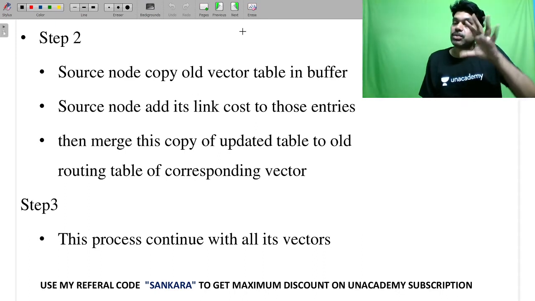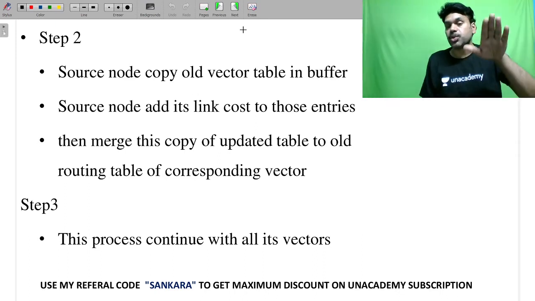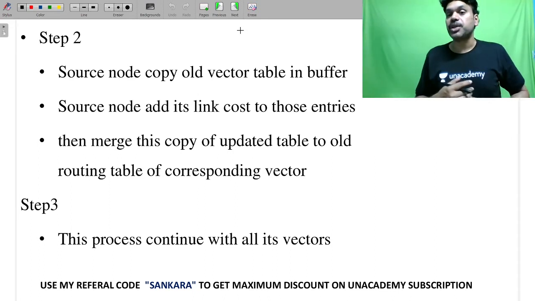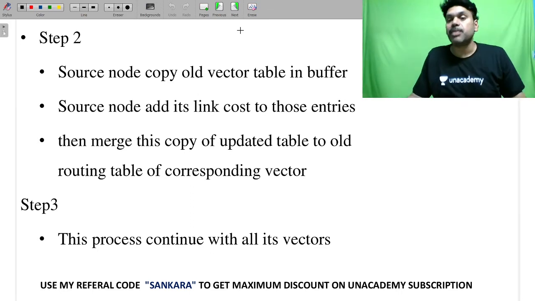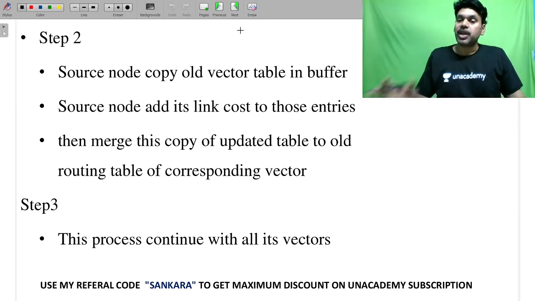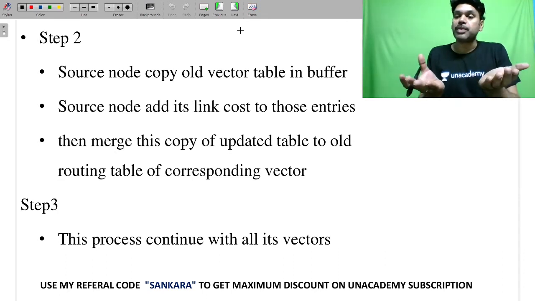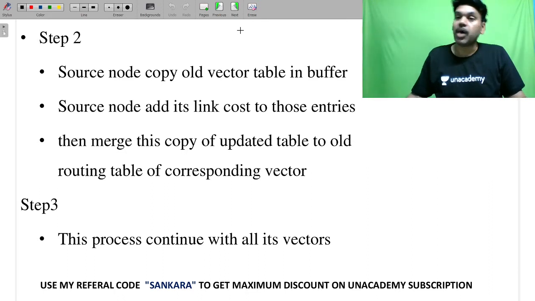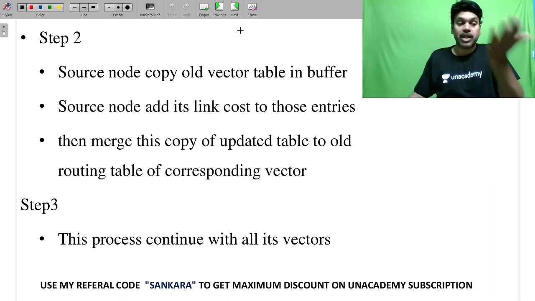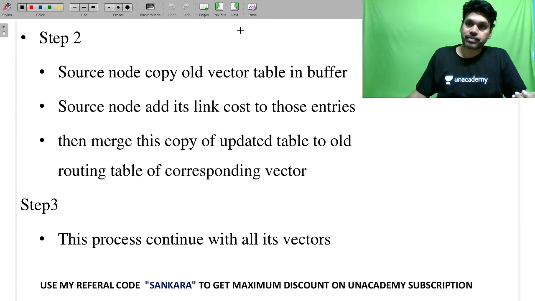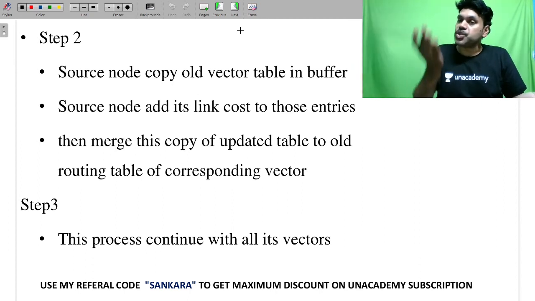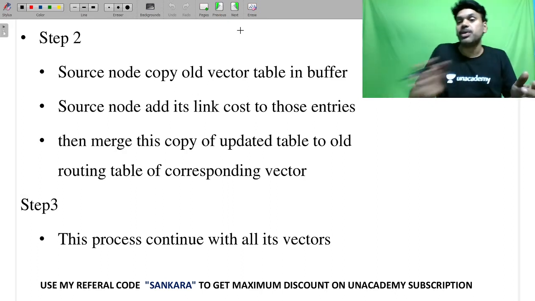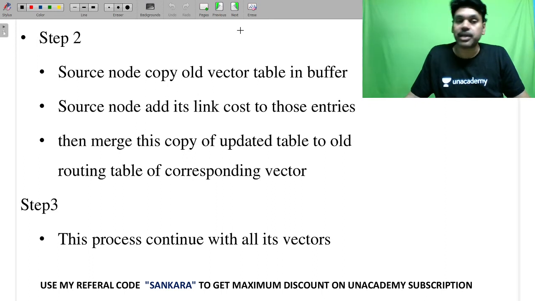the source is going to copy its old routing table into a buffer, because you are going to construct a new routing table. Why does it have to be maintained in the buffer? You may get it out. If the new routing table values and old routing table values are the same, then we don't take the new routing values. We are using our old routing table only. That's why you need to maintain the old table also. And if at all you find any new entries in your new routing table, then we will copy those entries into your old routing table, right?